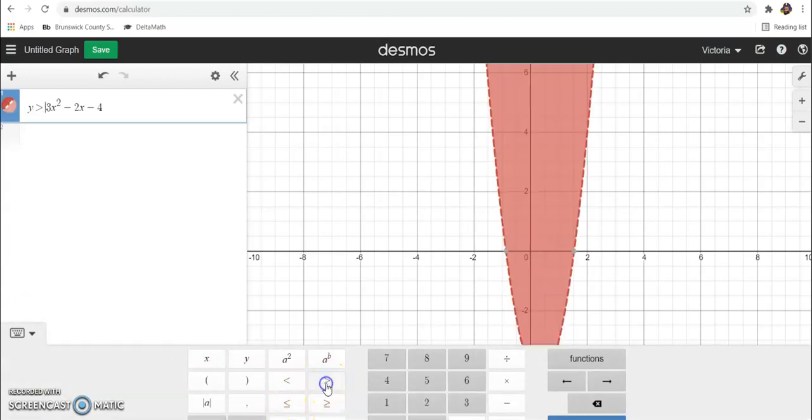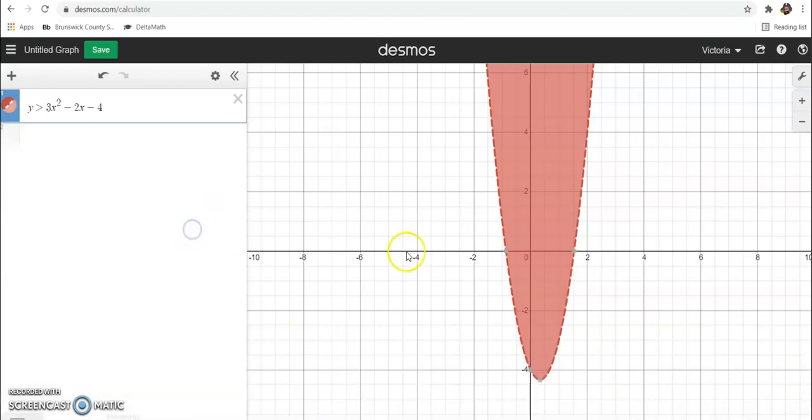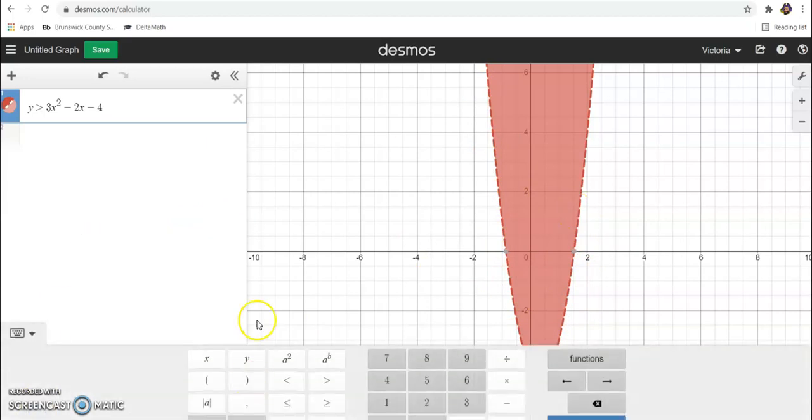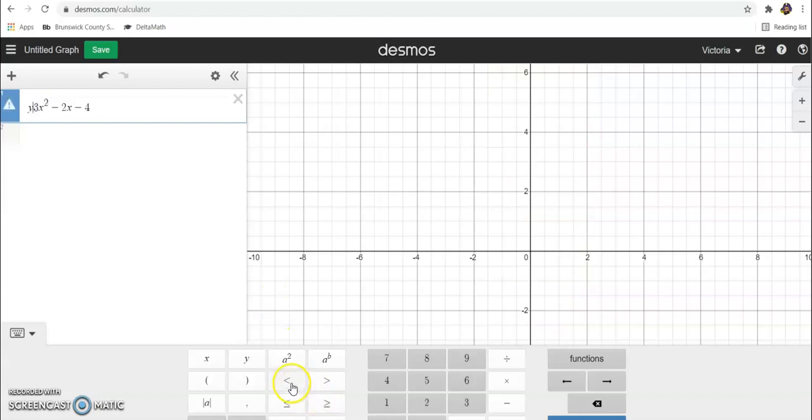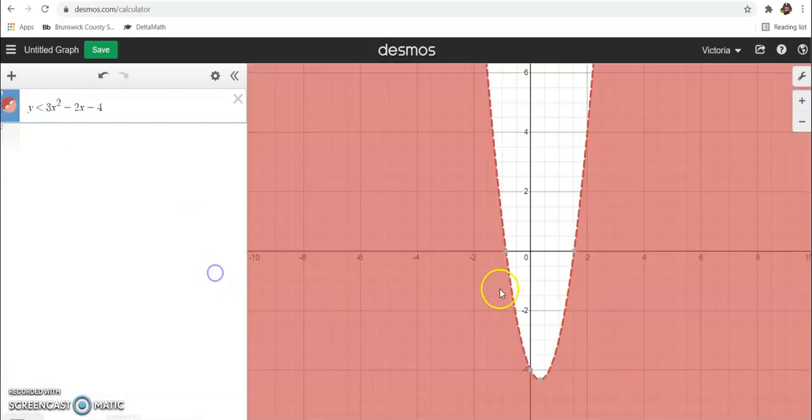So this one's going to be greater than. And notice that that now is shaded above. So I still have the same parabola that's shaded above. If I had switched that to less than, it would shade below. So see, it's below the function. So just keep that in mind. The dashed line is what is used when it does not have the or equal to.